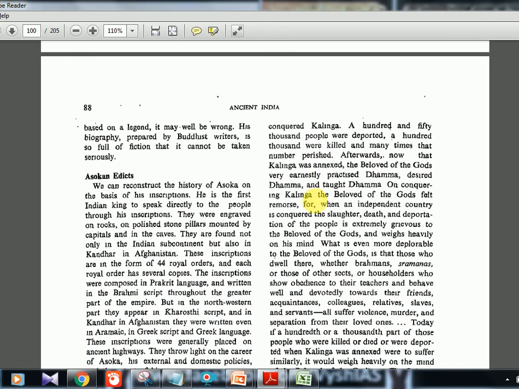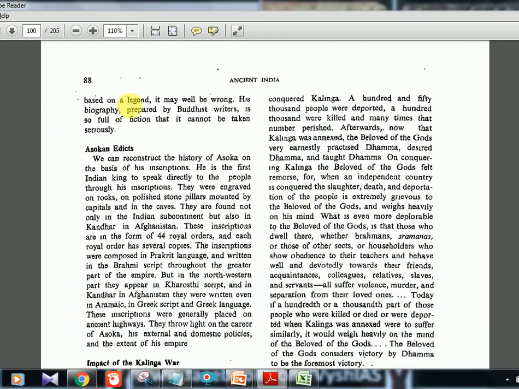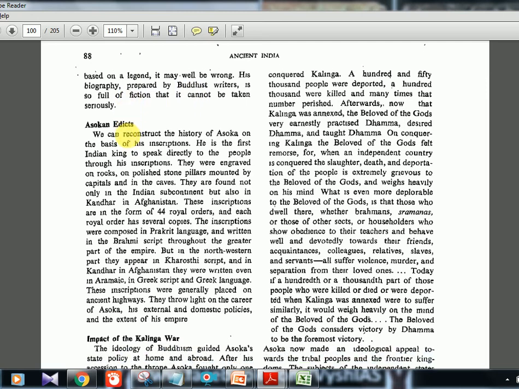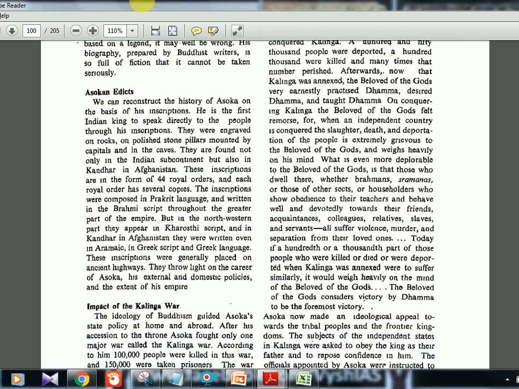Okay, so that is what R.S. Sharma is concluding. Now his biography, prepared by Buddhist writers, is so full of fiction that it cannot be taken seriously. Okay, so the Buddhist writers' accounts are too much fiction. But if you remember Chandragupta's case, the Buddhist version is much more believable. Okay, like Chandragupta belonged to the Kshatriya class, because the Brahmanas were saying he belonged to the Shudra class. Now the Ashokan edict is very, very important. UPSC has asked questions multiple times.